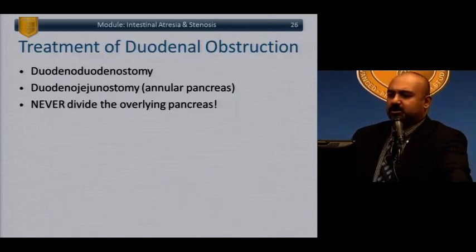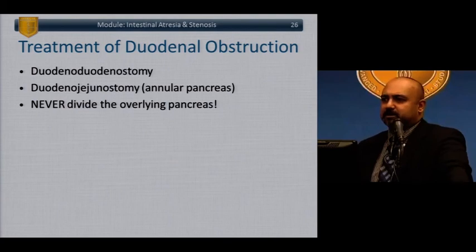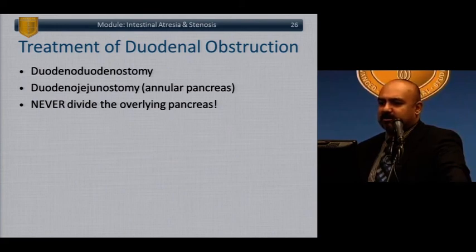Treatment is a duodenostomy if you can do it, if you can get the two ends together. Sometimes in the case of an annular pancreas, you may not be able to get the two ends of the duodenum together. There may be a fairly tight type of area, so you can do a duodenojejunostomy at this point. The biggest thing to remember for the annular pancreas is you never divide that pancreas, so you never split the pancreas. You always divert around the pancreas.